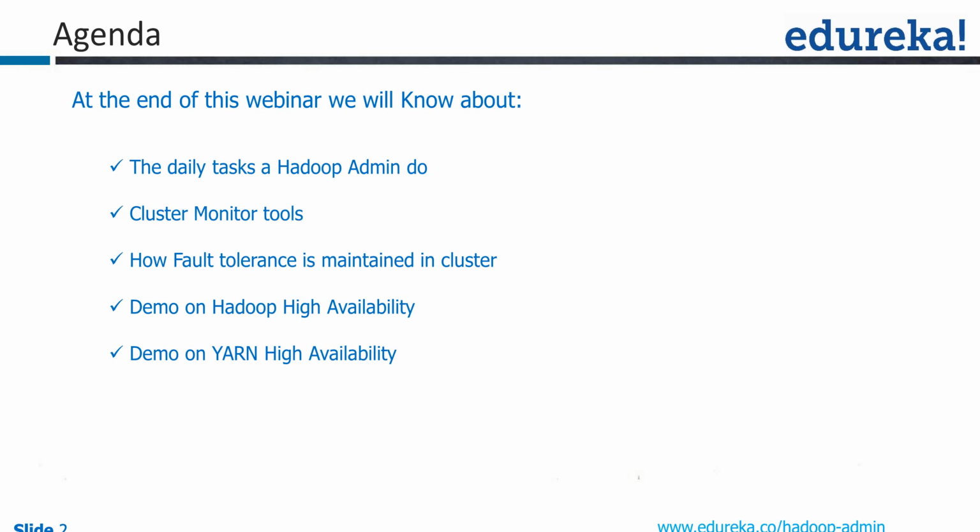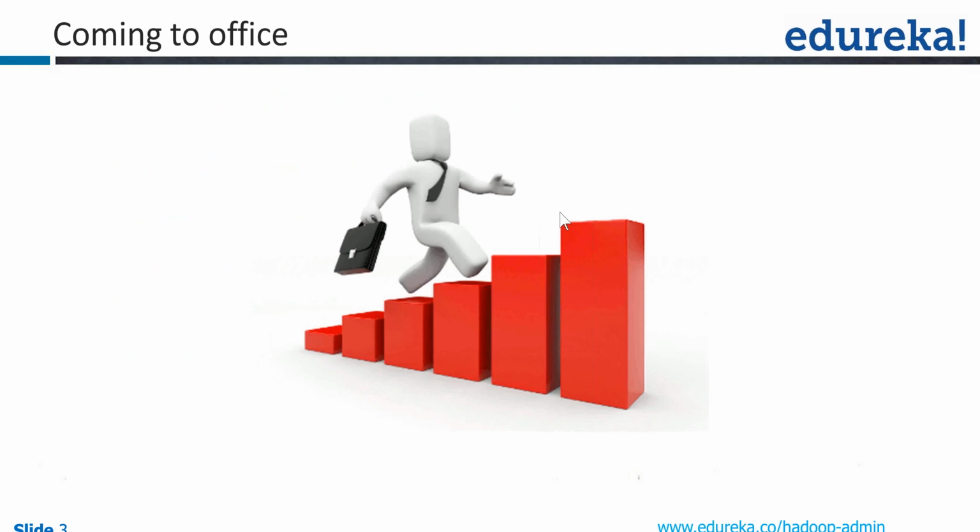And at the end of this webinar, I'm going to show you some very typical tasks of a Hadoop administrator with the help of Hadoop high availability, which is your NameNode high availability, YARN high availability, which can be done with the help of ResourceManager high availability, and how we can do an upgrade from Hadoop version 1 to Hadoop version 2. Okay, so let's quickly start.